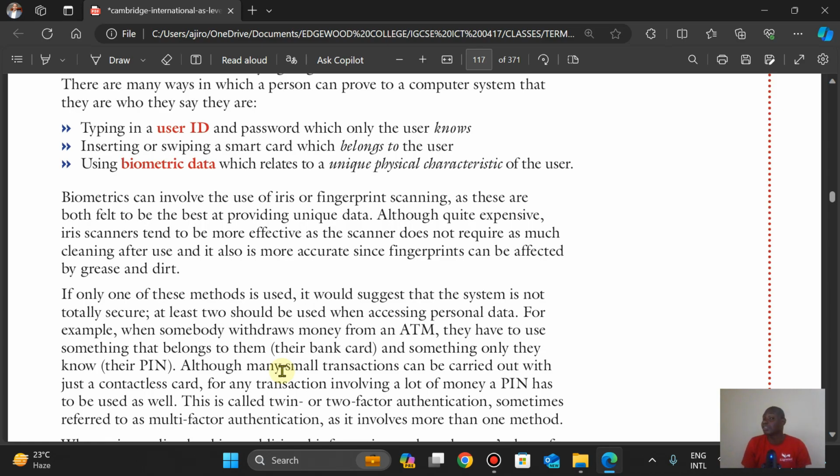Although we do have contactless cards, okay, so don't get me wrong, we do have contactless cards, and if you have it, you have to be careful. Yes, small transactions are carried out with a contactless card. Even if it's stolen, you're safe, but it's painful, but you're safe.